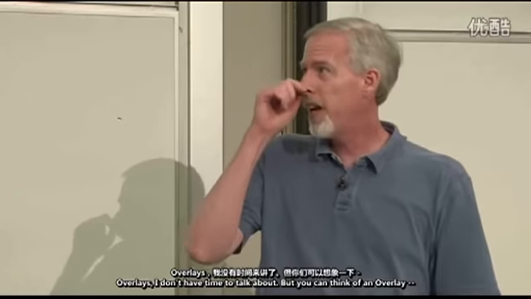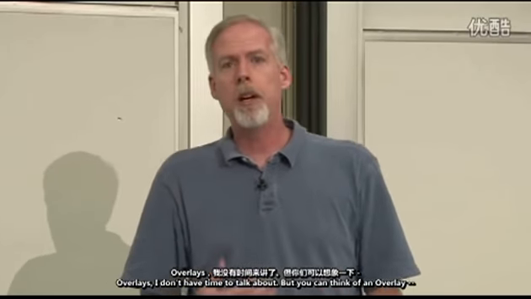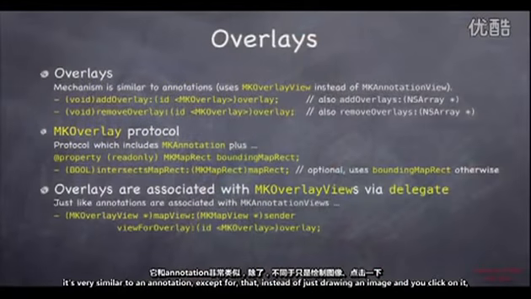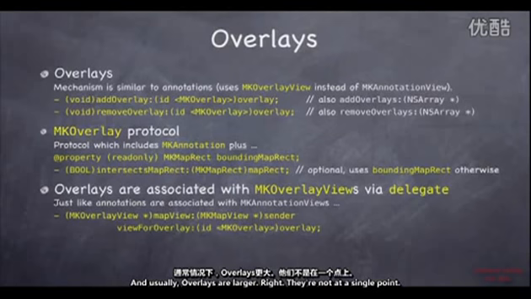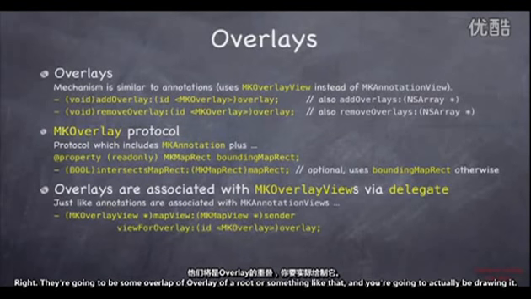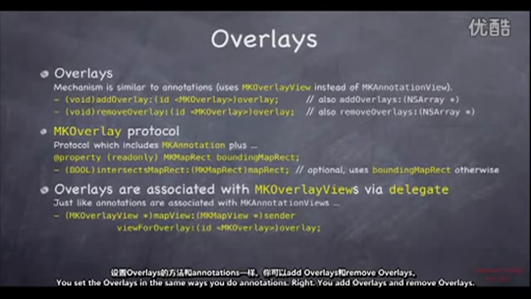Overlays I don't have time to talk about, but you can think of an overlay as very similar to an annotation, except that instead of just drawing an image that you click on, you actually can implement a draw rect, essentially. So you can draw and overlay the map. Usually overlays are larger, not at a single point. They're going to be some overlay of a route or something like that, and you're going to actually be drawing it. You set the overlays in the same way you do annotations. You add overlays and remove overlays.